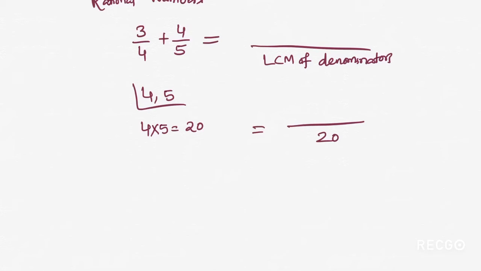And in the numerator we will get 3 into 5 plus 4 into 4. Therefore, the answer is 15 plus 16 by 20, 31 by 20.